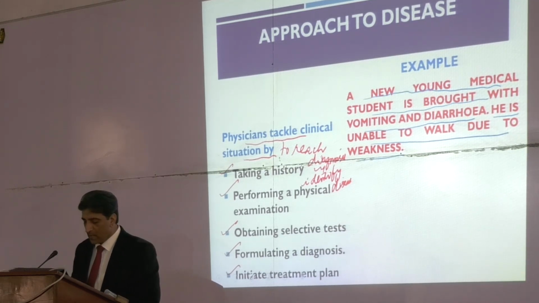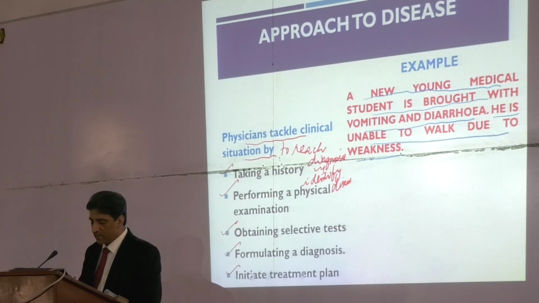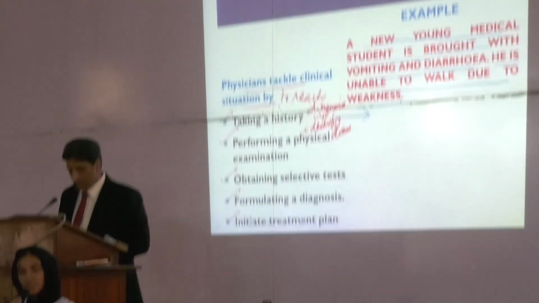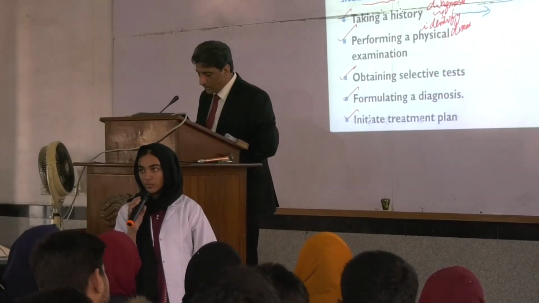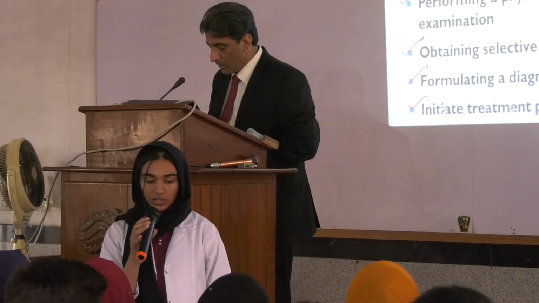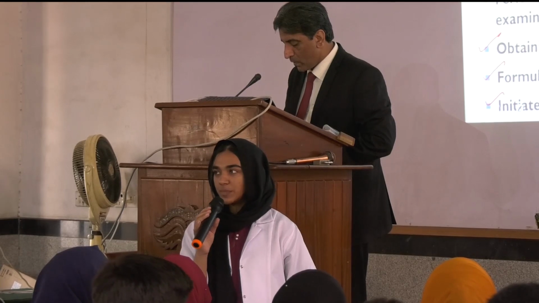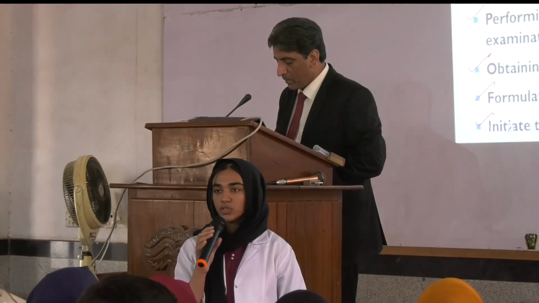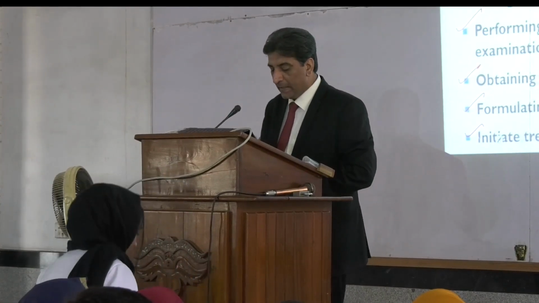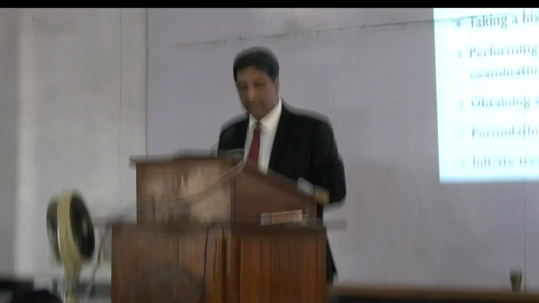So, on the basis of these questions on the left side, what will you ask in the history? Anybody from your side? Yes. First of all, I'd ask them what they ate and from where they ate. And the second question would be for how long they have been experiencing the vomiting and the loose bowel movements. Thank you.